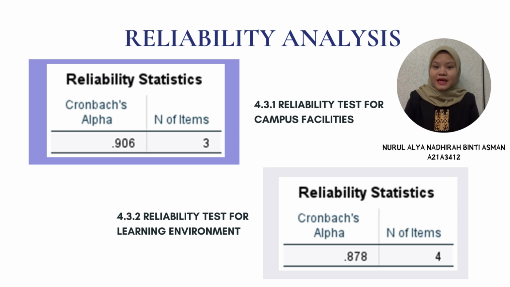Next, the reliability analysis shows a Cronbach's alpha of 0.878 for the learning environment, indicating very good reliability. That demonstrates the consistency and stability of the learning environment, allowing it to be used in further analysis without removing any items. The first independent variable is stable and consistent.